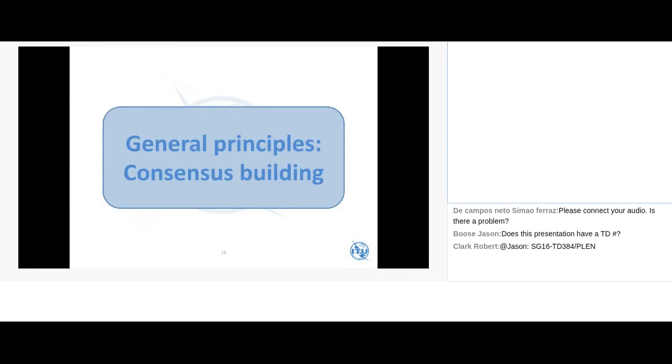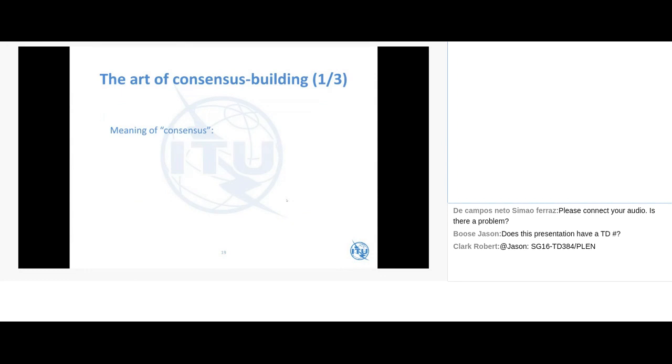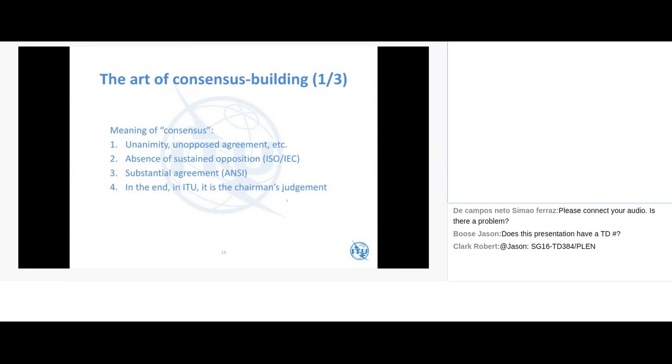Okay, I realize we're making slower progress than I would have hoped, so I'll try and condense this a little bit. Looking at consensus building. First of all, what is consensus? It means different things to different people. It could mean unanimity or unopposed agreement. It could mean the absence of sustained opposition, which is not quite the same thing. This is the definition adopted by ISO IEC. It could be substantial agreement, but ultimately within ITU and ITU-T, it is the chairman's judgment. It's a judgment call.